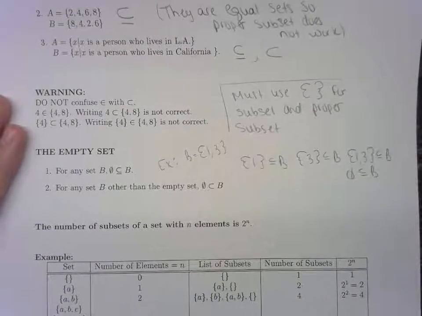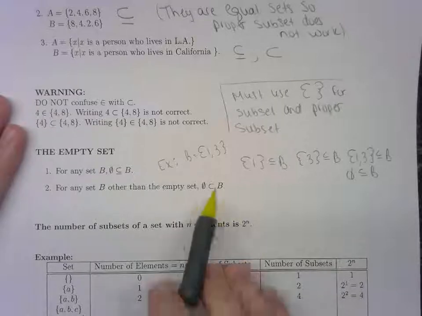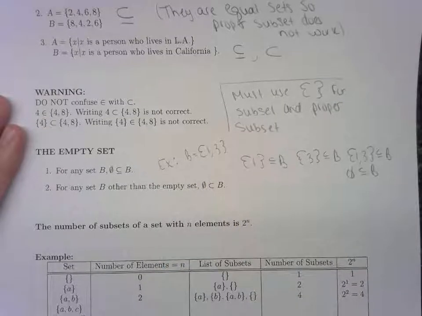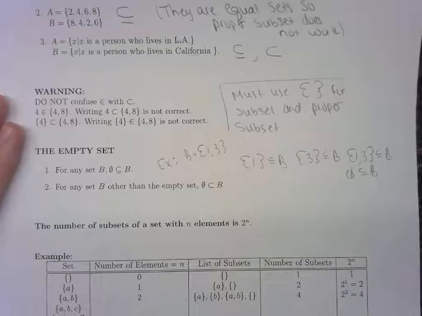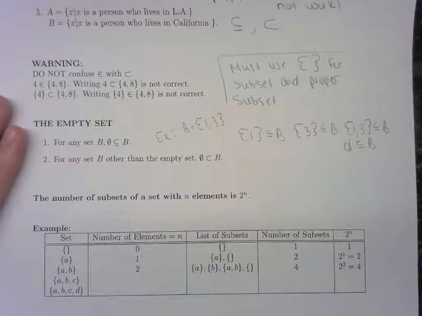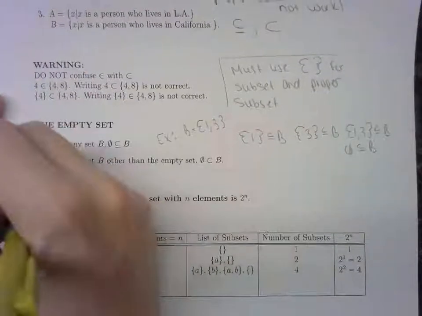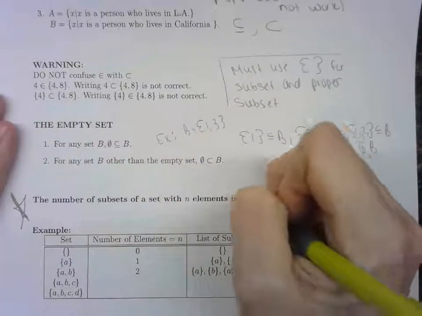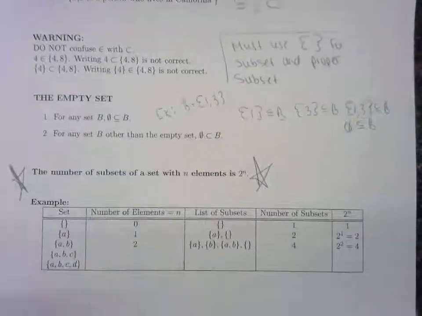And then it says for any set B other than the empty set, you have that the empty set is a subset of B. Okay, or proper subset, I'm sorry. So proper subset works too for the empty set as long as B isn't the empty set. Okay, and then one more thing. It says the number of subsets of a set with n elements is 2 to the n. Okay, this has to be memorized. This will be on the exam.